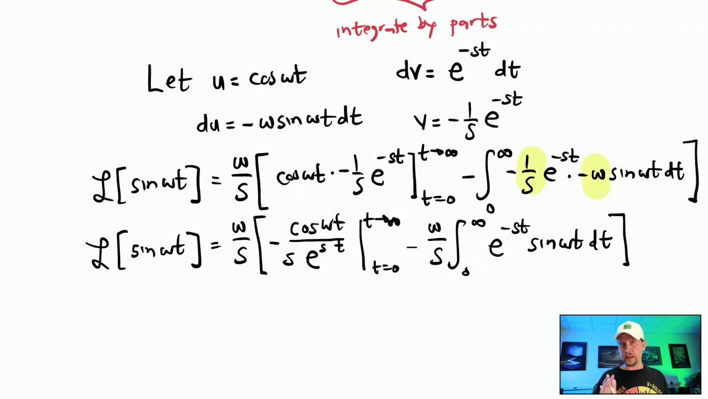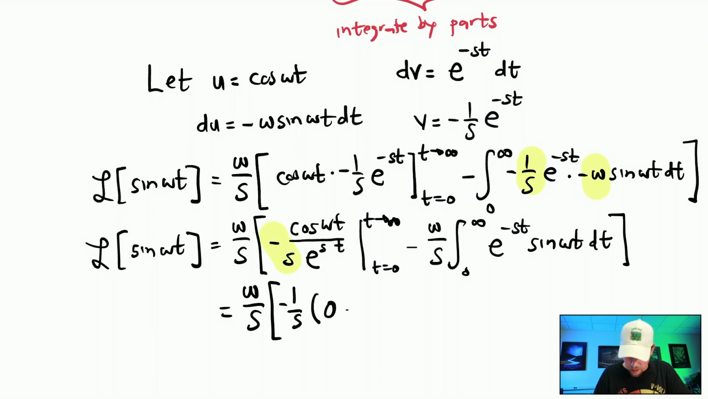So that first term in that limit does approach 0. However, we actually have to be very careful with the second term, where we plug in t equals 0. So here, what we actually have is omega over s, we have minus 1 over s coming from that term.